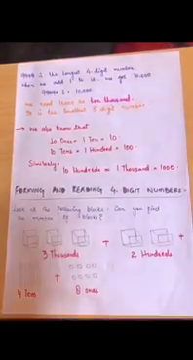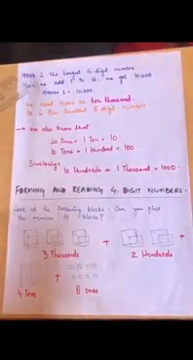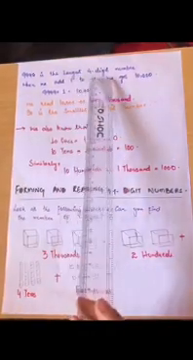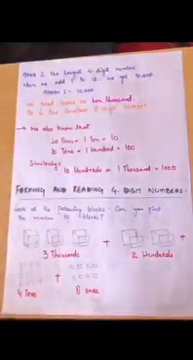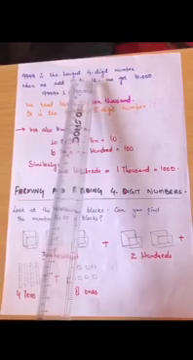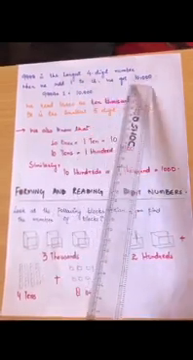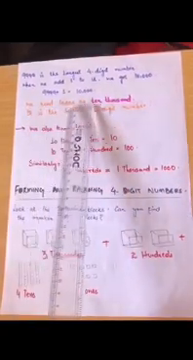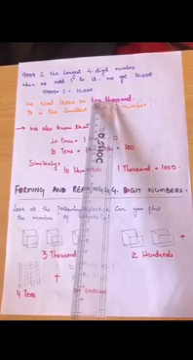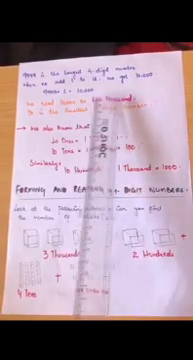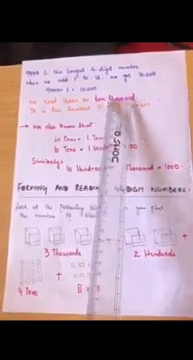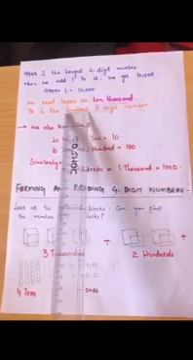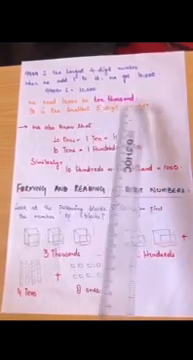Now, 9999 is the largest 4-digit number. And when we add 1 to it, we get 10,000. That is 10000. Right? So, we read 10,000 as ten thousand. That is 10,000 in words. And 10,000 is the smallest 5-digit number.